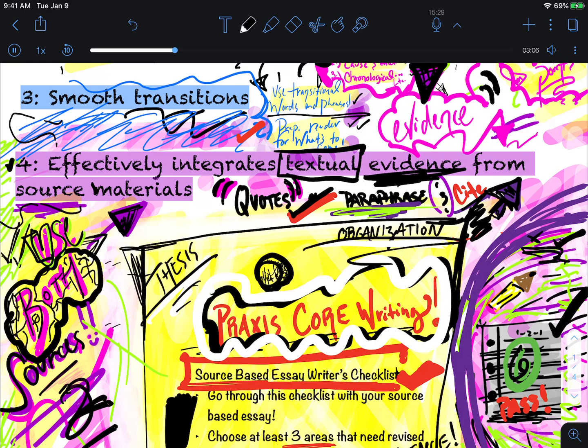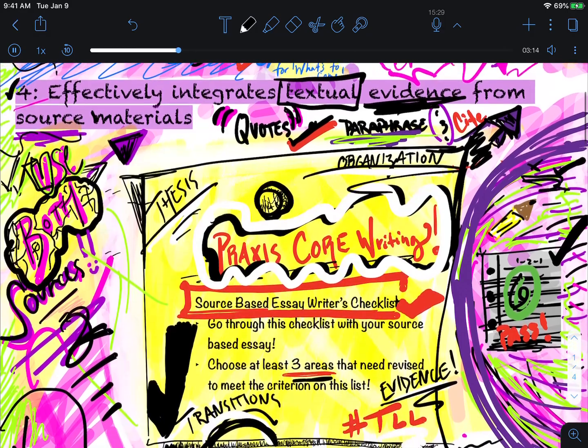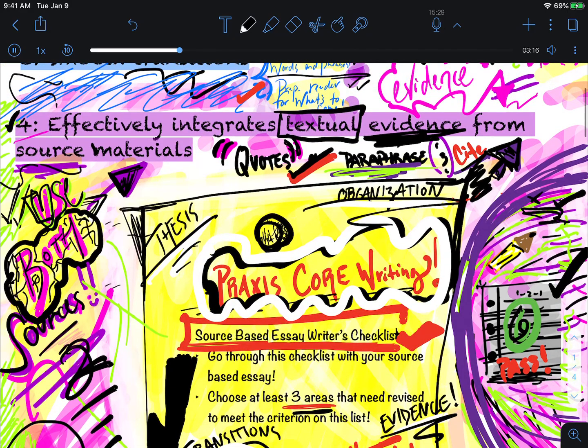Number 4 in purple over here. All right. Effectively integrates textual evidence from source materials. So this is supposed to be describing your paper. No more than 3 words are in the same order as the original piece of literature without plagiarizing. So that's a paraphrasing rule I'll give you. And when you are quoting, make sure you do it verbatim. You need to be correct and proper when you are referencing someone else's materials. You also need to use proper citations.